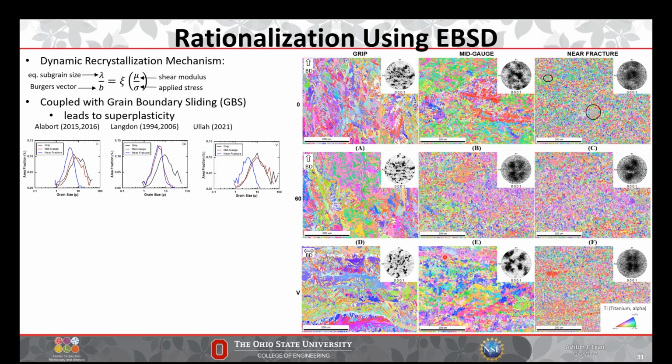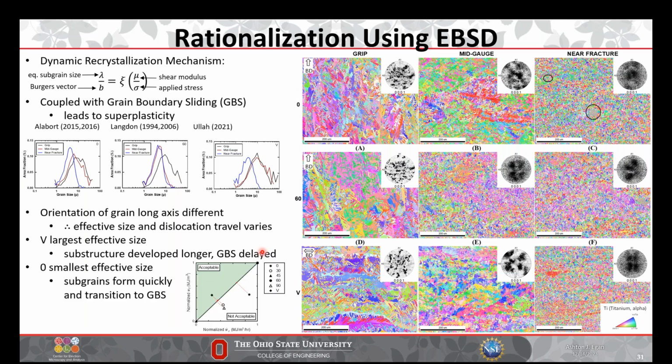grains. And so basically what you're seeing here is dynamic recrystallization, where a dislocation substructure is setting up with accumulating strain. And then once this happens, these grains slide relative to each other, which leads to superplasticity. And so after staring at these for a long time, basically what we determined was that the orientation of the long axis of these grains are different, right?